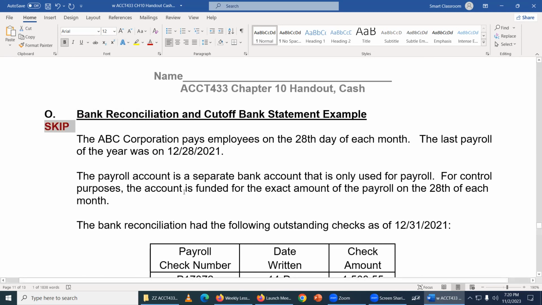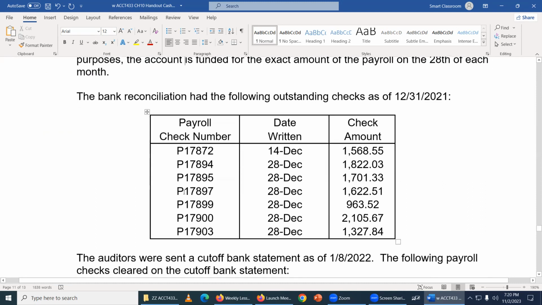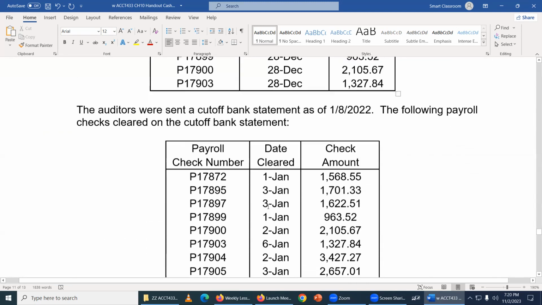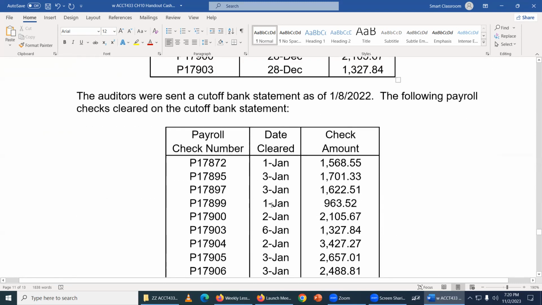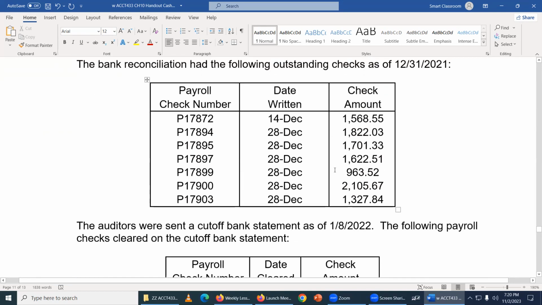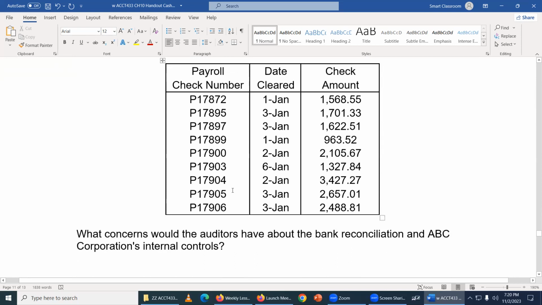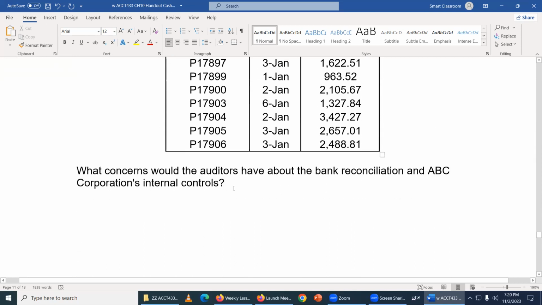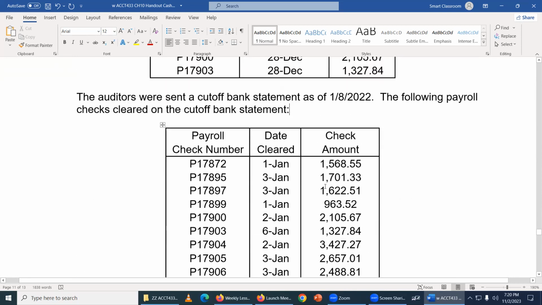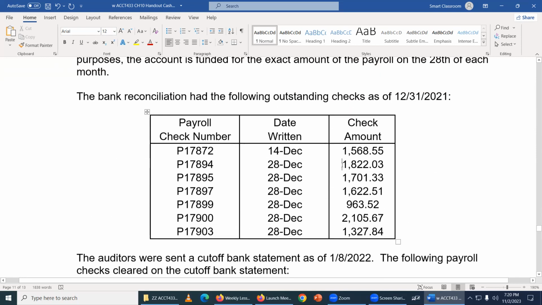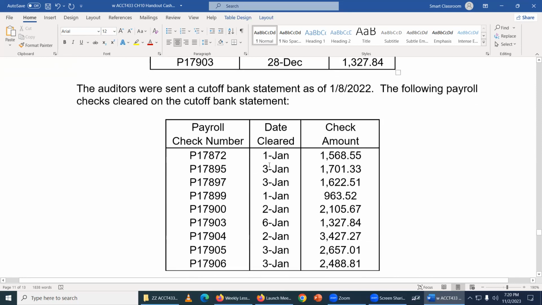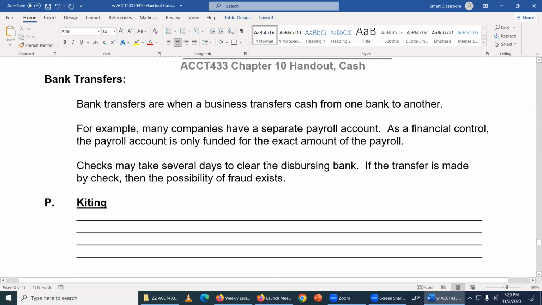I will tell you basically what it is. You're basically just trying to see which of these checks cleared the following period. This is what you'd go through, for instance, in making the bank reconciliation to see what checks were outstanding. Okay.